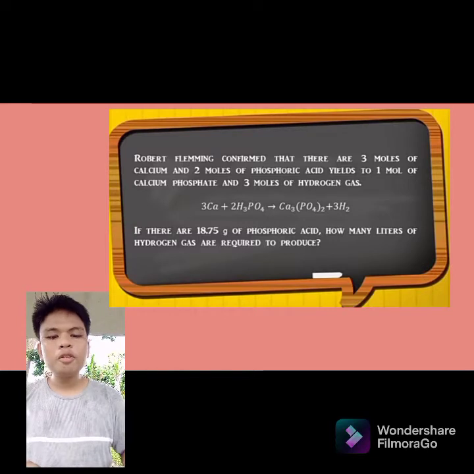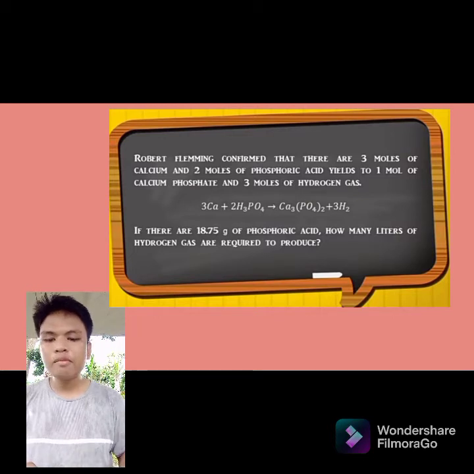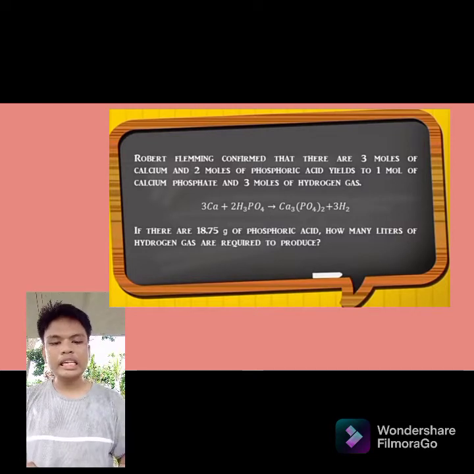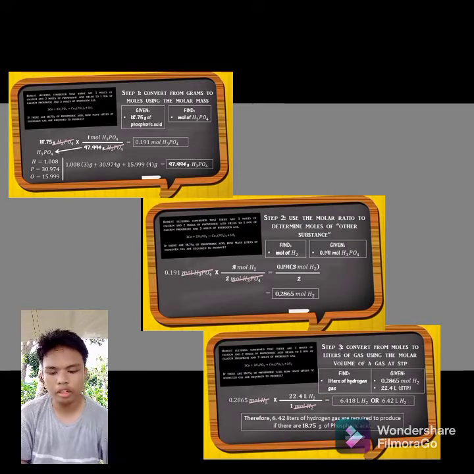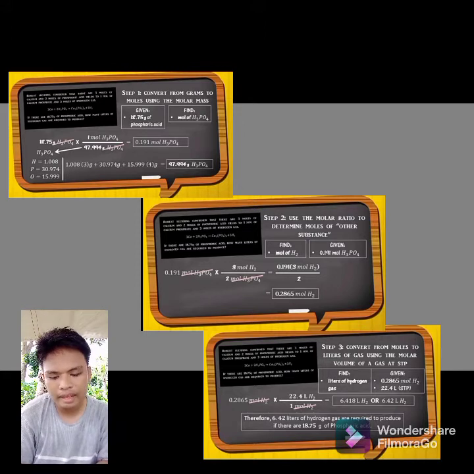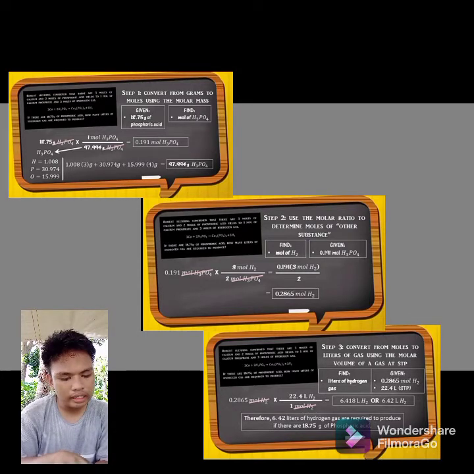Given that 3 moles of calcium and 2 moles of phosphoric acid yield 1 mole of calcium phosphate and 3 moles of hydrogen gas. If there are 18.75 grams of phosphoric acid, how many liters of hydrogen gas are required to produce? Step 1. To determine the volume of hydrogen, we need to convert from grams to moles using the molar mass. So 18.75 grams H3PO4 times 1 mole of H3PO4 divided by 97.994 grams of H3PO4 equals 0.191 moles of H3PO4.